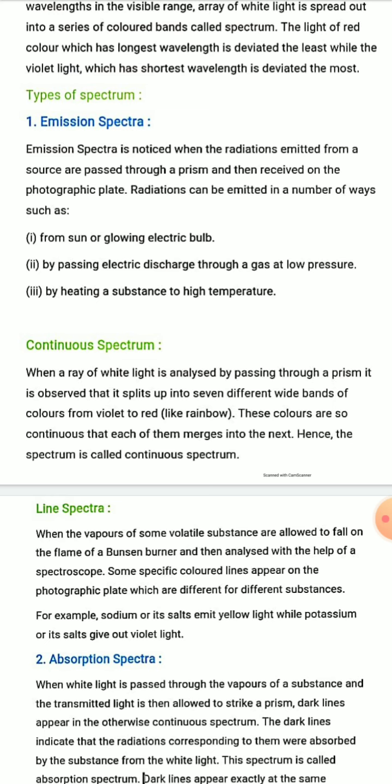And radiation can be emitted in a number of ways, such as from the sun or a glowing electric bulb, or by passing electric discharge through a gas at low pressure, or by heating a substance to a high temperature. So these are sources of radiation. When this radiation is directly passed through a prism, you will get an emission spectrum.